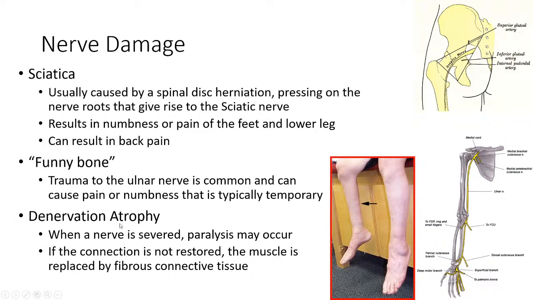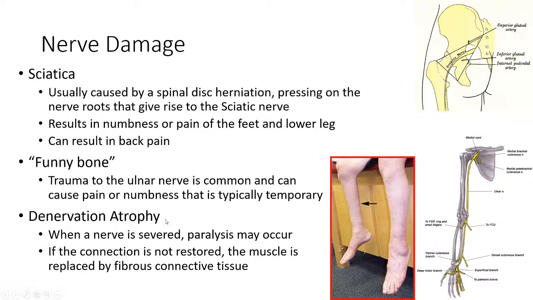Next up, we have denervation atrophy. We mentioned this briefly at the end of the muscle tissue unit. Whenever a nerve is severed, paralysis may occur, but actually will occur, because skeletal muscle never contracts unless it's stimulated by a nerve. So if you sever the nerve, you are unable to stimulate the muscle and therefore unable to contract it. And as you are unable to contract it, your body will replace the muscle fibers with fibers made of connective tissue. And when that occurs, you can't replace the connective tissue later with muscle fibers.